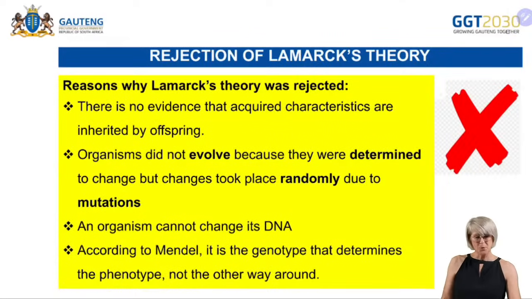Right, now we know that it's not the phenotype that is inherited. It's actually the genes, or the genotype. So there's no evidence that acquired characteristics are inherited by offspring, and that we must just remember. It's the same as if somebody lost a leg in an accident and then had children after that. There won't be children born without a leg. That's not possible.